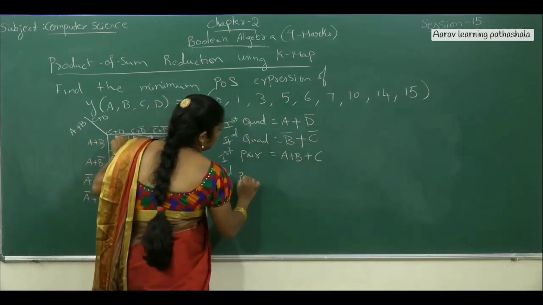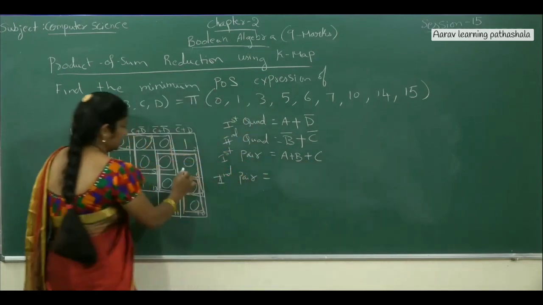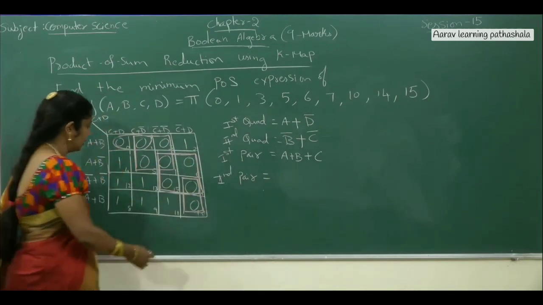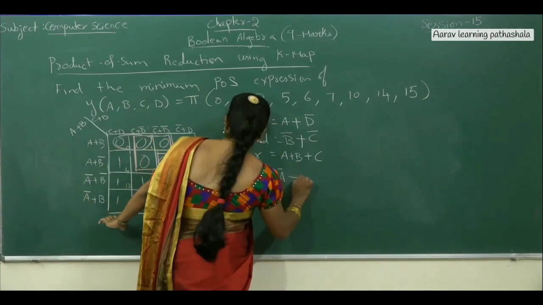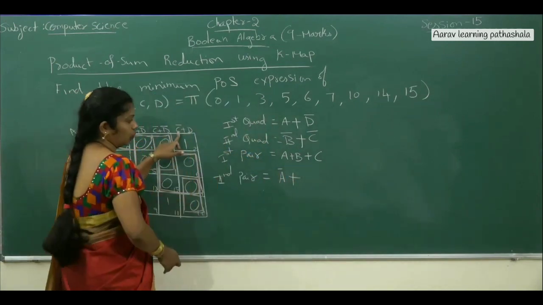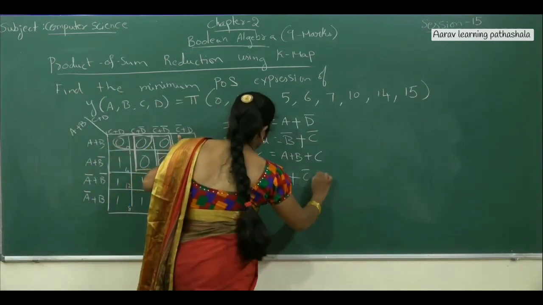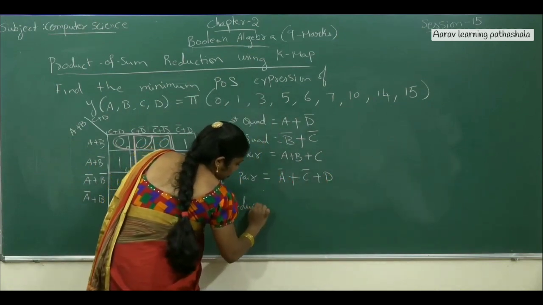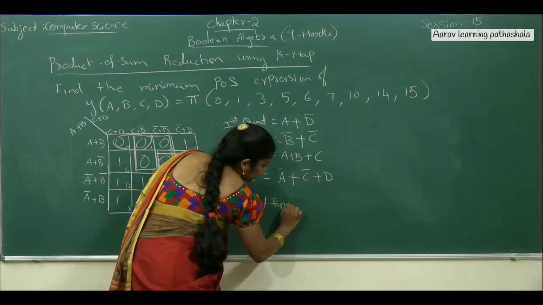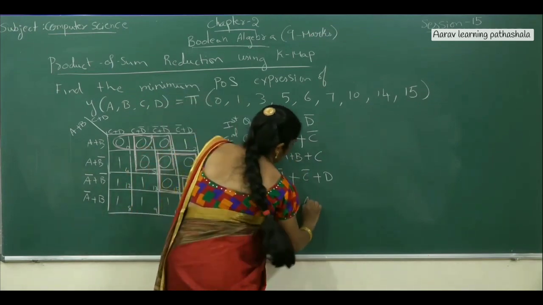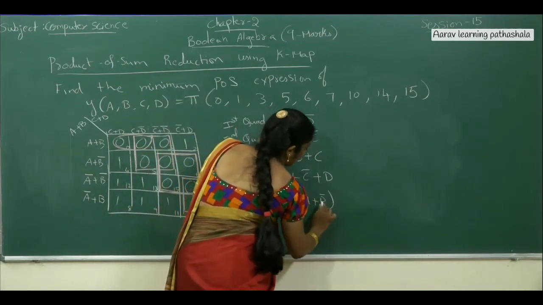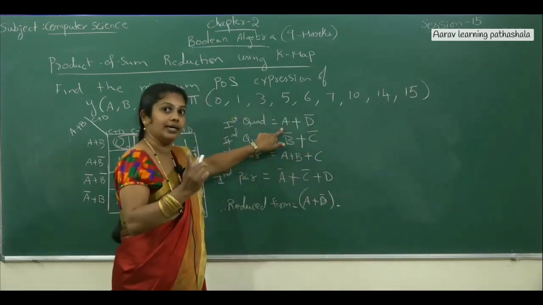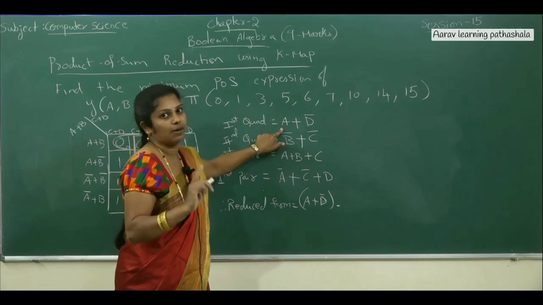Second pair equals. This is the second pair. Now in this pair, what is the common factor? A bar becomes the common factor. But column wise, only 1 column we have, that's why C bar plus D. Therefore, reduced form equals. First, I'm going to take the first one, A plus D bar. A plus D bar. Here in between, the dot operator. Whereas in min term, we write the plus operator.